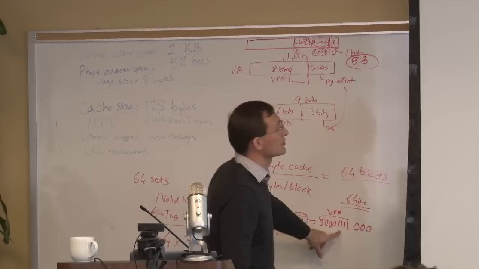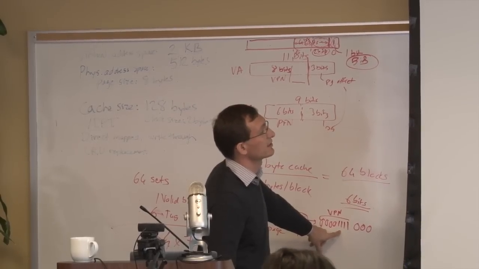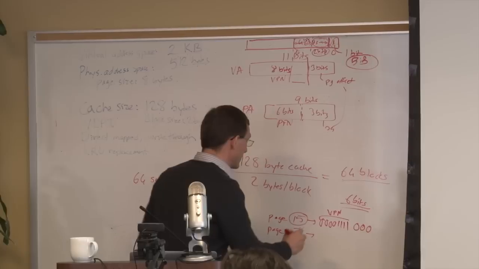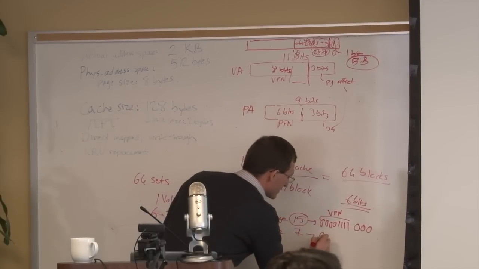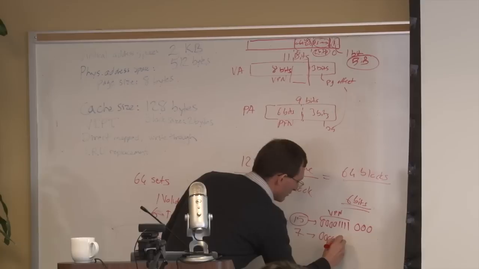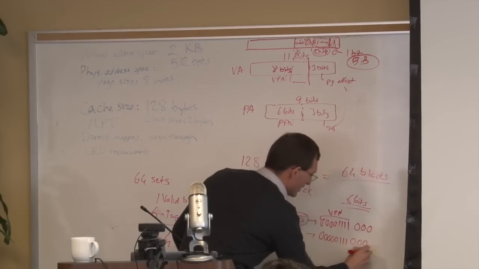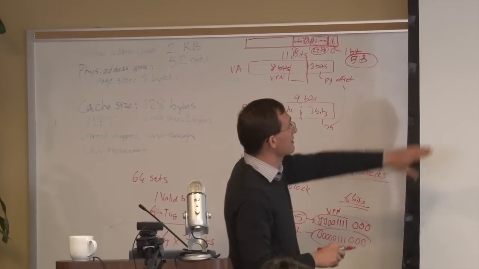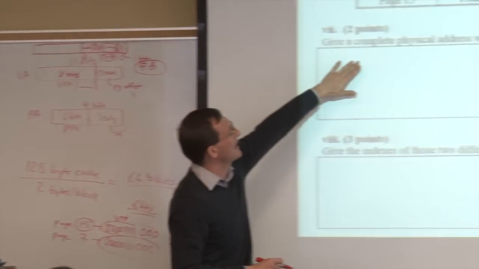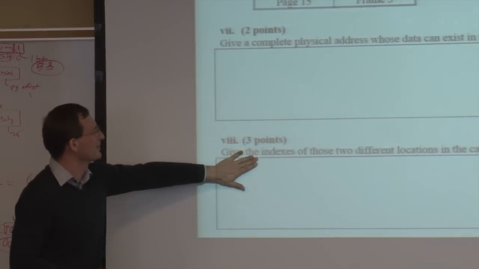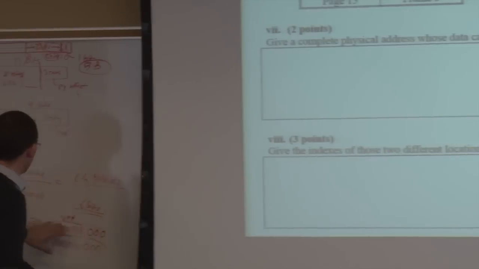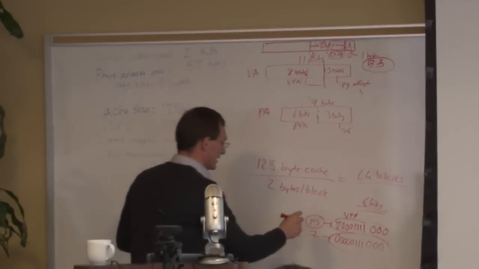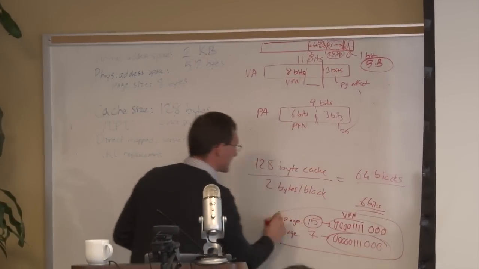its data can exist in two different locations, right? And the other one is actually page 7, 0000 0111 000. This also can exist in two different locations, right? Well, we're talking about physical addresses. I guess I've given you the next answer. These are the virtual addresses, if you will. But let's see.